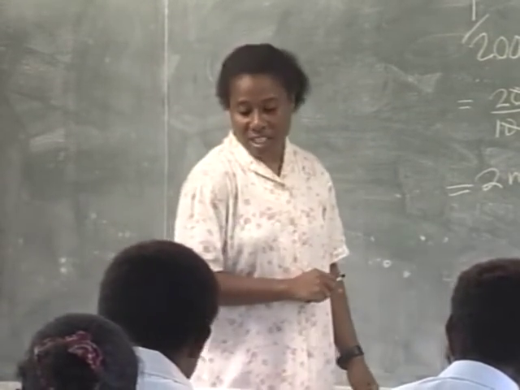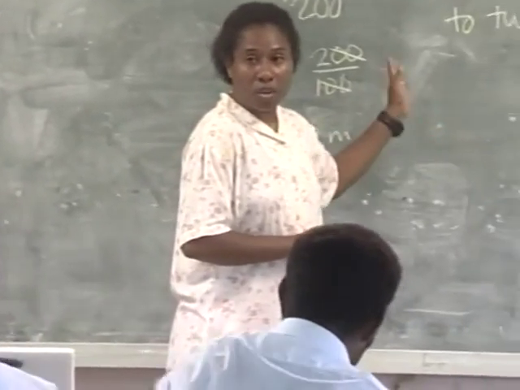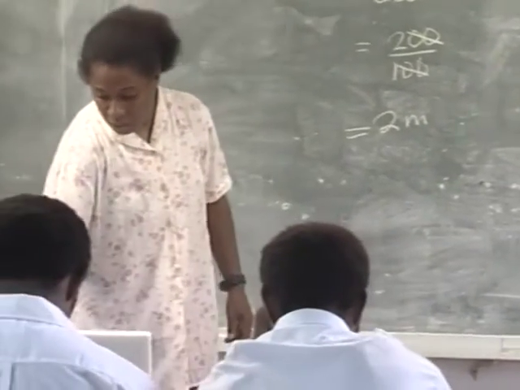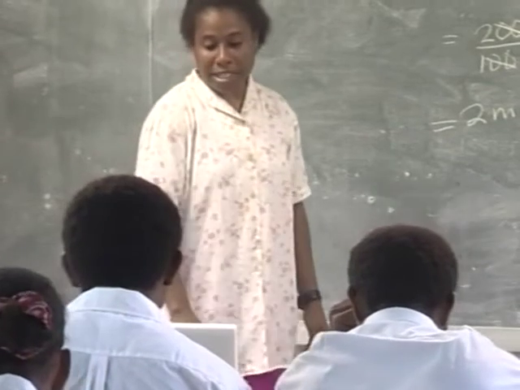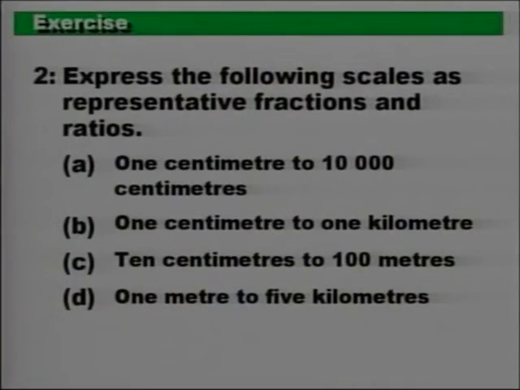Okay, the next lot of activities are going to be easy because now that you know what to do, we're going to quickly see if we can do the following. But this time the scale is given in statement form. So we are now going to convert those to representative fractions or ratio. Remember, when we give our answer in representative fraction or ratio, we must always have the numerator as 1, or our ratio must always be 1 to something. So now we convert those so that we can have a ratio or representative fraction instead of a scale.